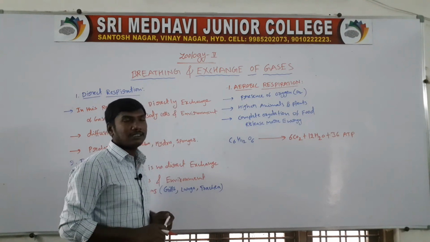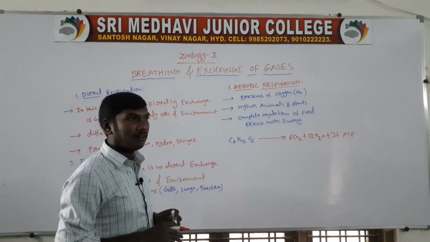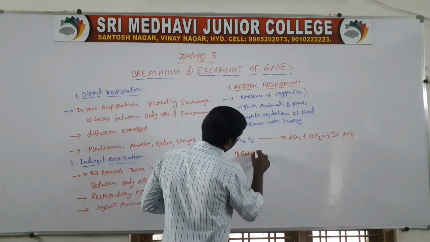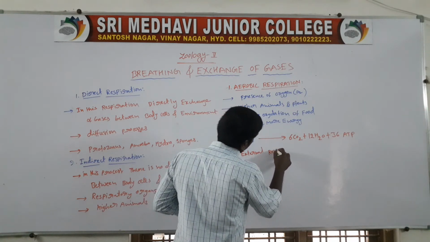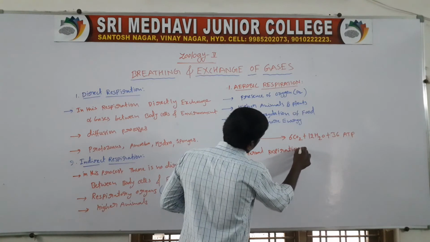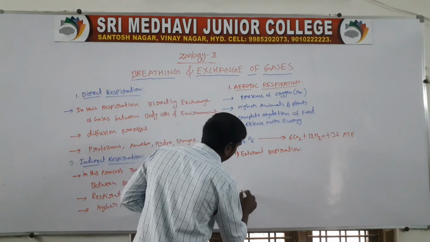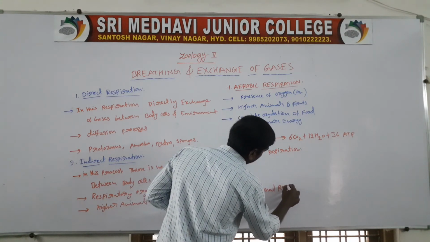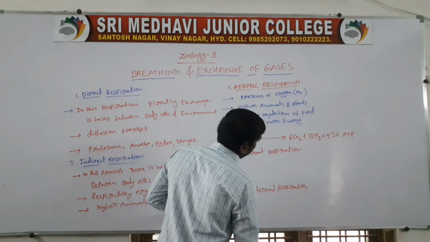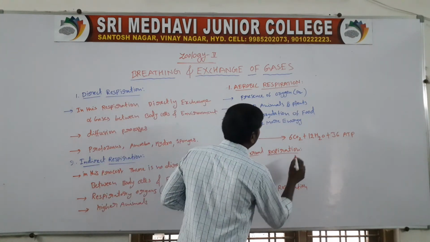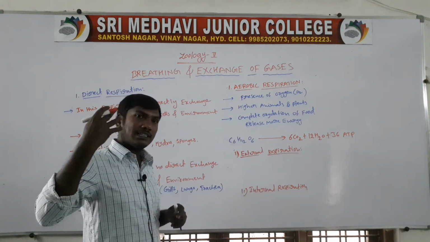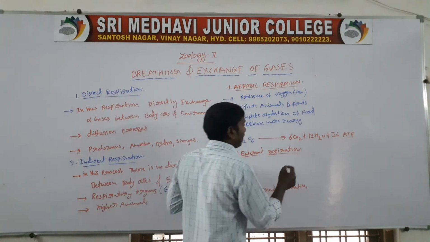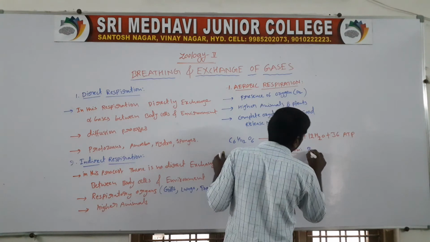The aerobic respiration occurs in two phases. One is external respiration. The second one is internal respiration. First, external respiration. External respiration is also called ventilation or breathing.